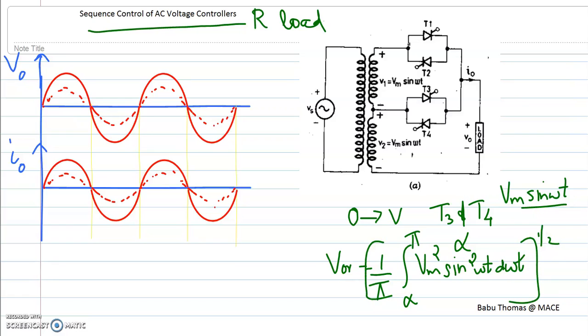During that particular period of time, the thyristors T1 and T2 will be in the off state. You are not controlling T1 and T2. So it is basically an AC voltage controller operating with thyristors T3 and T4.